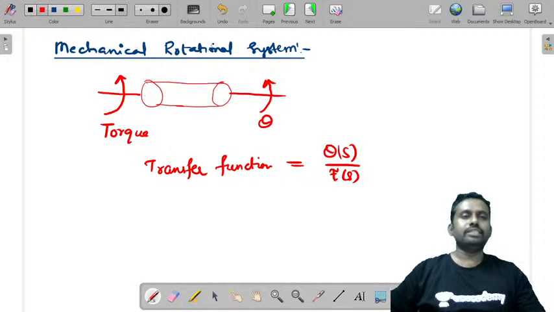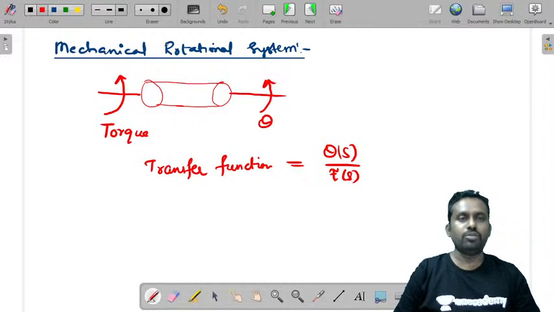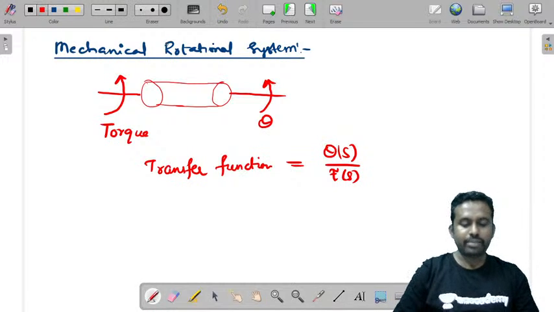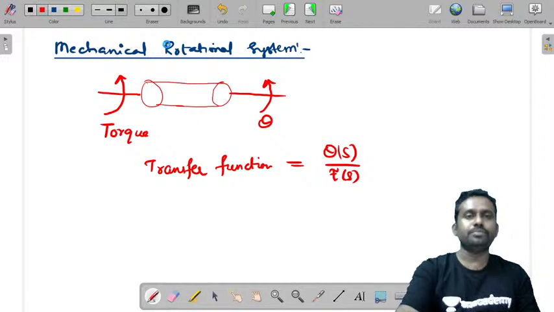We will continue this session, mechanical rotational and mechanical translational systems, tomorrow. We'll take up some examples. Thank you all for joining me. We'll have the continuation of this session in the next class.